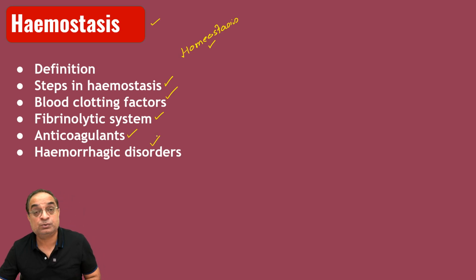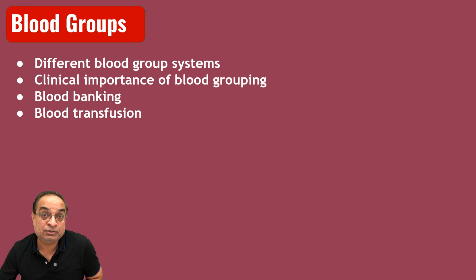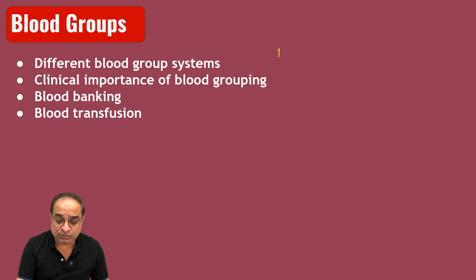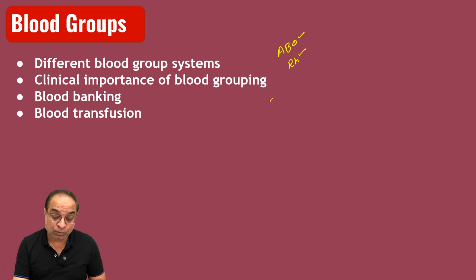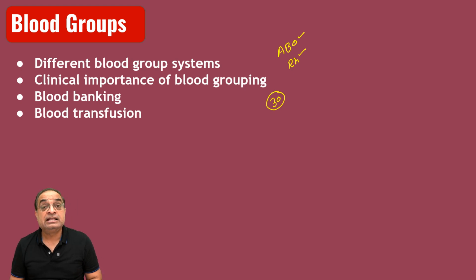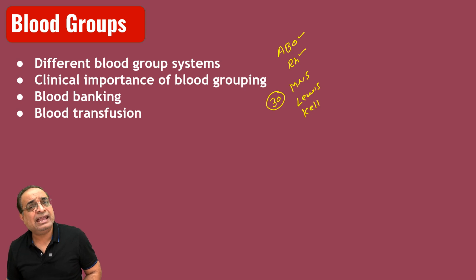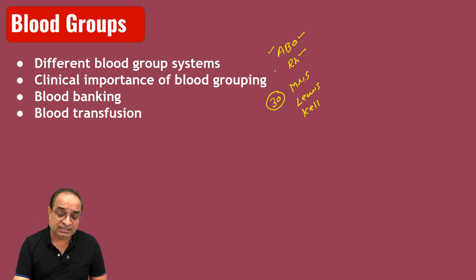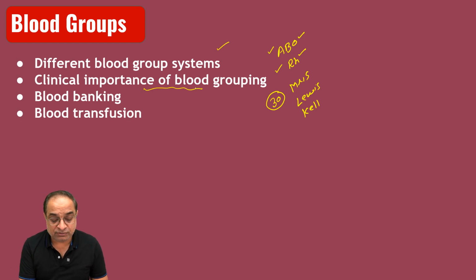Hemorrhagic disorders, disorders which are related to blood. Blood groups, a very interesting topic. You have been studying this topic even in your junior classes. We generally talk about the ABO blood group system and the Rh factor blood group system. But do you know that as per the International Society for Blood Transfusion, there are more than 30 different blood group systems? There is the MNS system, the Lewis system, the Duffy system, the Kell system, and a lot of others. So why do we generally study only the ABO and Rh factor systems? Why are these antigens more important from the transfusion point of view? We'll be discussing that. The different blood group systems, then the clinical importance of blood grouping, right?